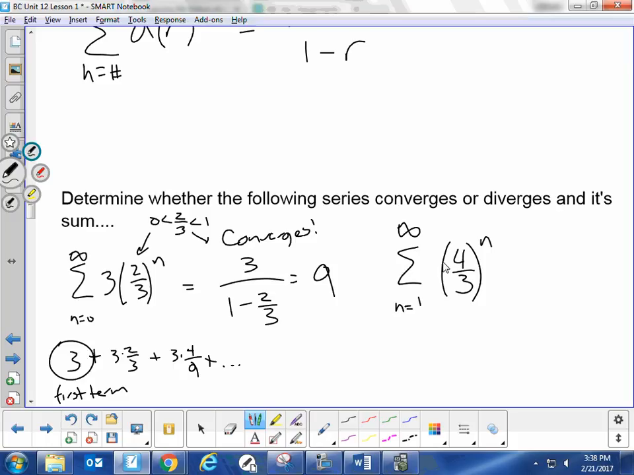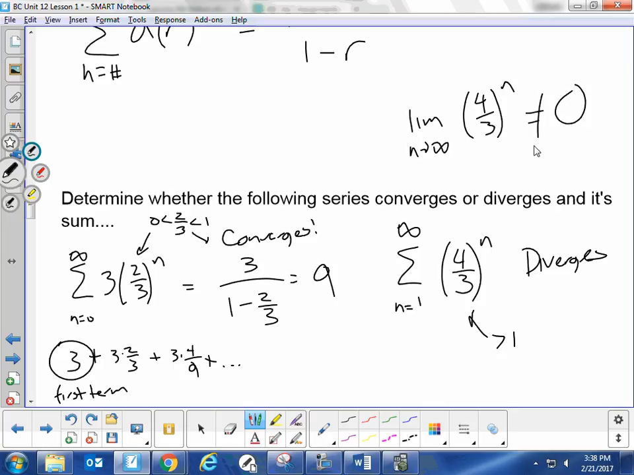My second one, 4 thirds to the n. I know that this is larger than 1. So I immediately know it diverges. It also fails the test for divergence. The limit as n approaches infinity of 4 thirds to the n does not equal 0, so you immediately can say it diverges as well. Okay?